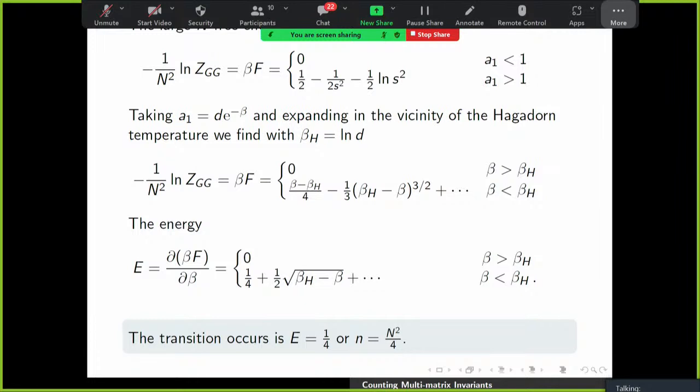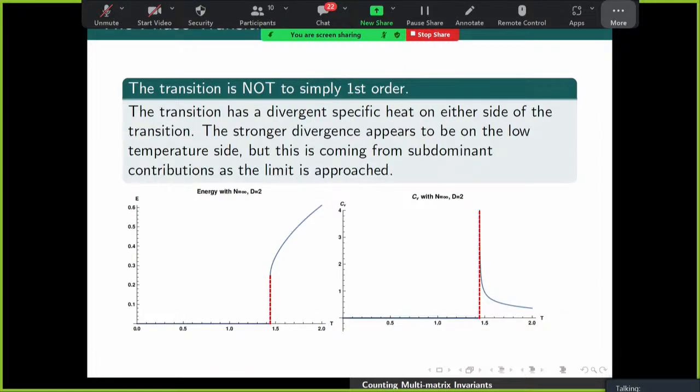And for A1 greater than 1, this is where the transition occurs. It is given by this expression in terms of that. We can expand it in terms of the temperature. We see the nature of the phase transition, and the transition occurs precisely at E equals 1/4. I've given you some graphs just to show you what the transition looks like.